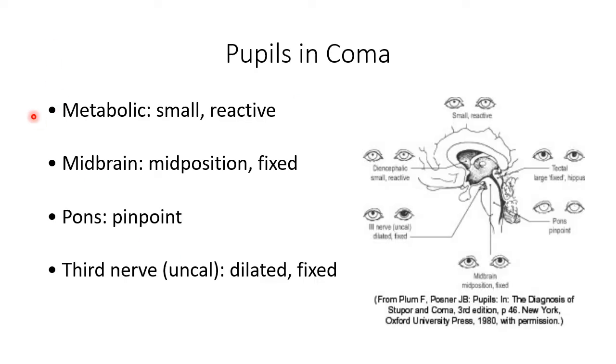You should be familiar with pupils in coma. In metabolic coma, the pupils tend to be small but reactive. In large midbrain lesions, they tend to be mid-position and fixed. The classical pontine coma examination will reveal pinpoint pupils, and then with uncal herniation, you'll have one or both pupils which are dilated and fixed. And this is, of course, taken from the classical scheme of the herniation syndromes.